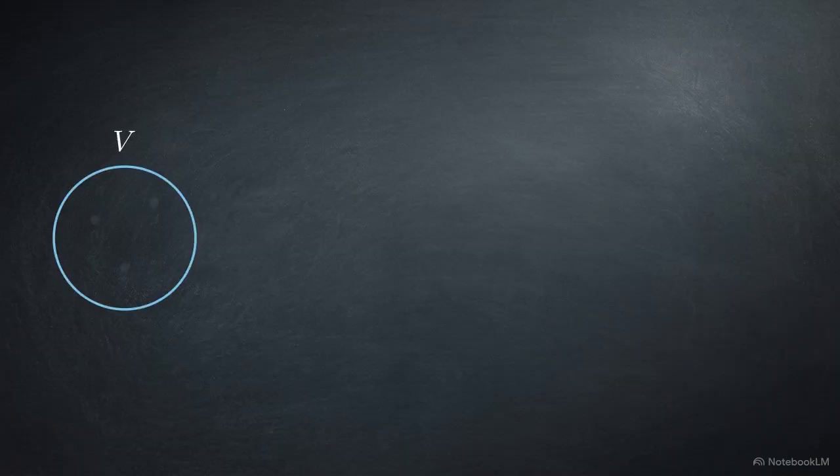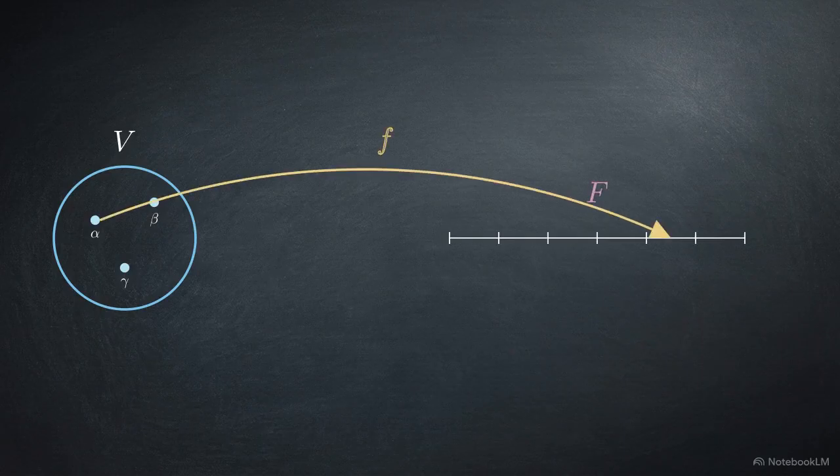Consider a vector space, V. A linear functional is a specific transformation, f, that maps vectors from V down to a single value in the one-dimensional scalar field, F. To be linear, f must strictly preserve the rules of additivity and scalar multiplication.